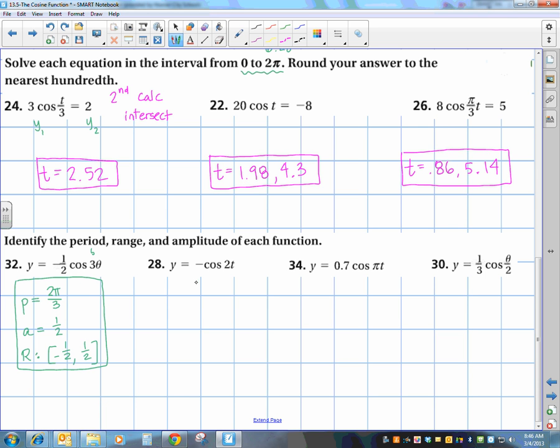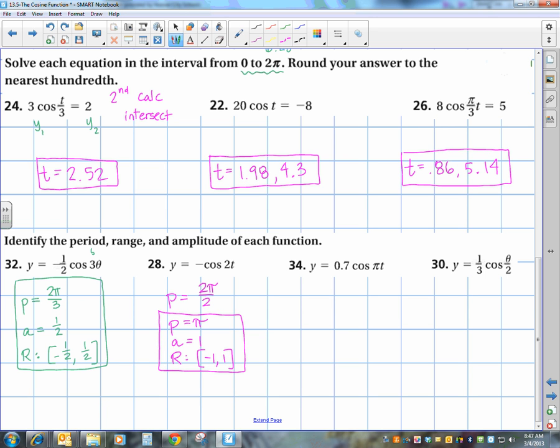So look at the next one. The period is 2 pi over 2 because that's my b. So that simplifies to pi. What's my amplitude? 1. And my range? Well, if my amplitude's 1, that means I'm going between negative 1 and 1 for now until we learn some more about it.